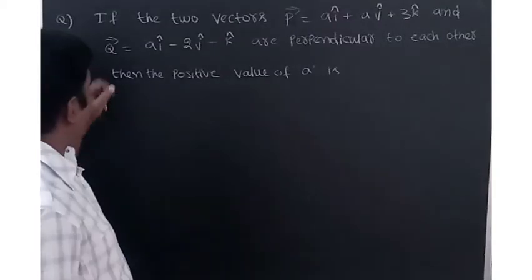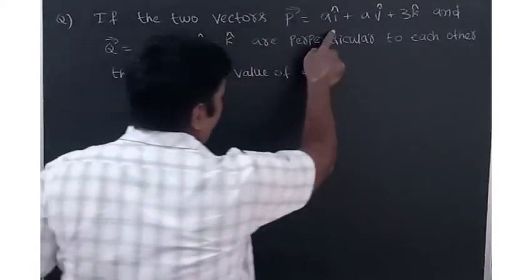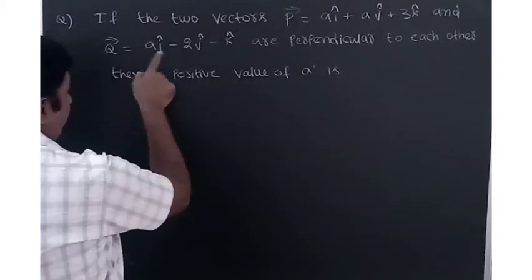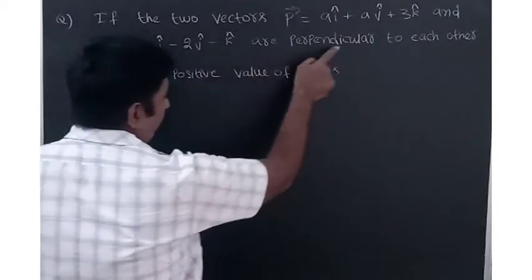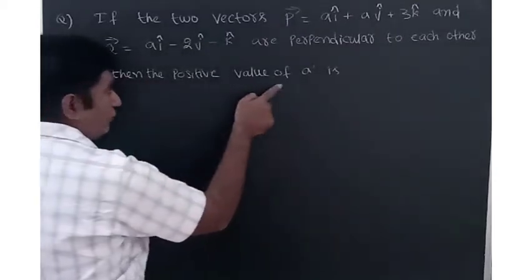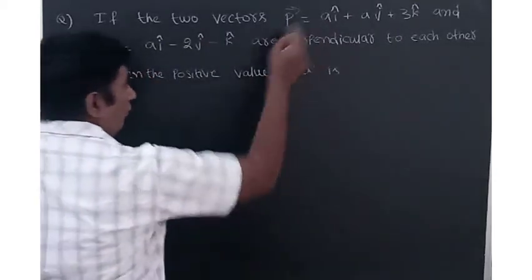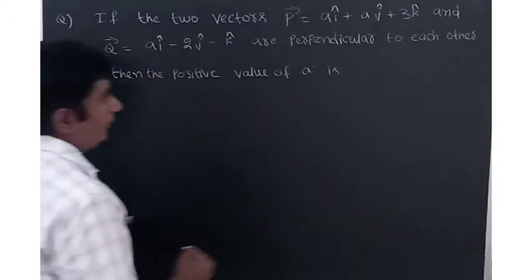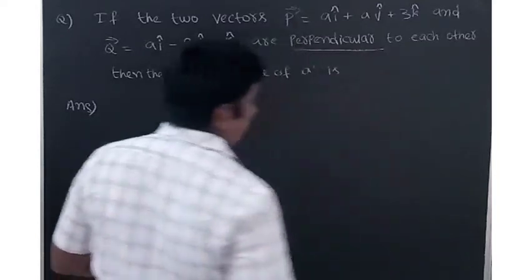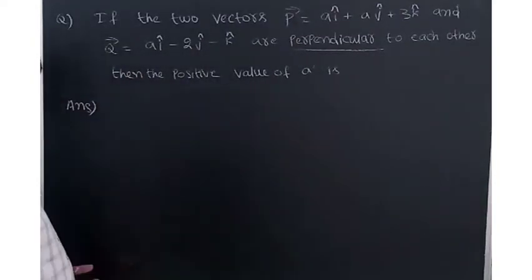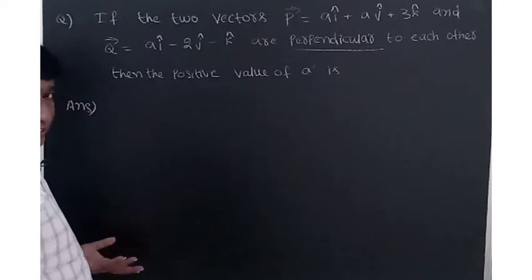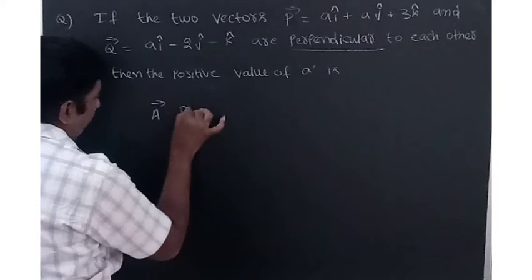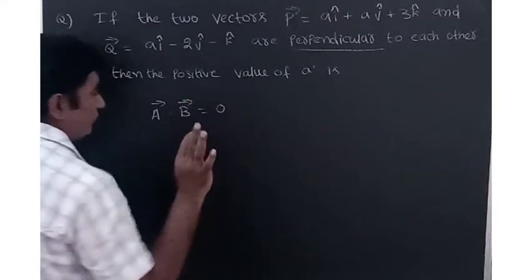Okay, next question. If two vectors, P vector is equal to a i cap plus a j cap plus 3k cap, and Q vector is equal to a i cap minus 2j cap minus k cap, are perpendicular to each other, then the positive value of a is what we have to find. They have given that the vectors are perpendicular to each other. Whenever they are perpendicular, they make an angle of 90 degrees, cos 90 is equal to 0. That is, P vector dot Q vector is equal to 0.